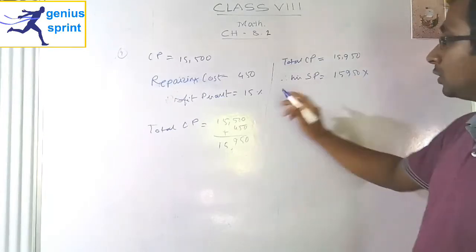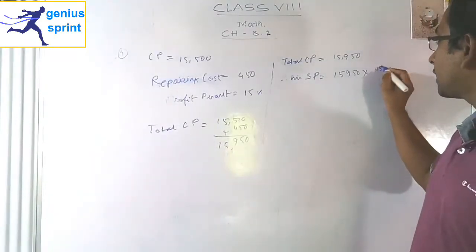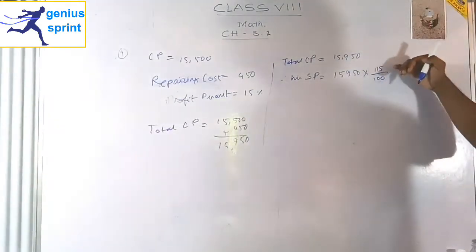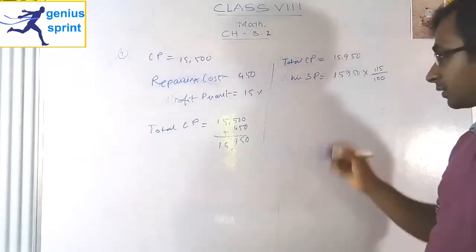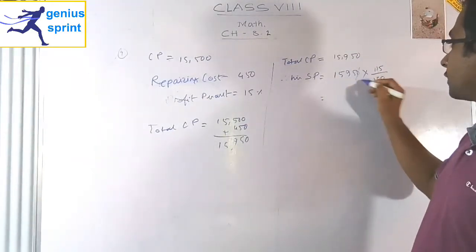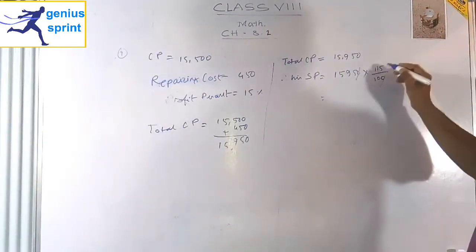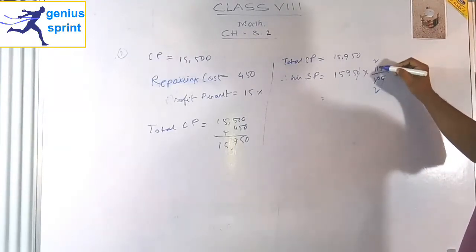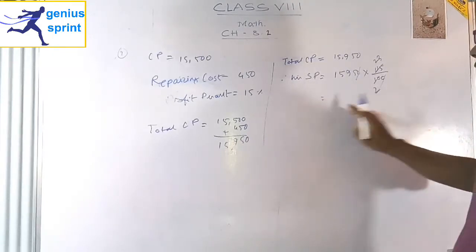15,950 into, see, it is 15% profit, then I have to use 115 by 100, because if I calculate 115 upon 100, then directly I will get this answer. Okay, fine. So cancel out this single 0 and then try to cut these numbers with 5. 5 2s are 10, 5 2s are 10, 5 3s are 15, and here it is 2.